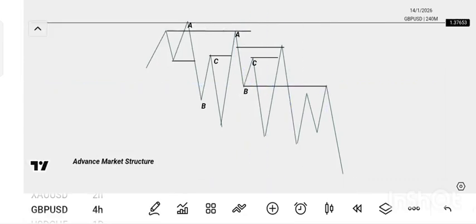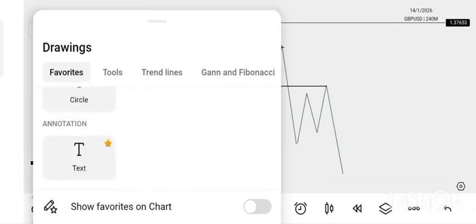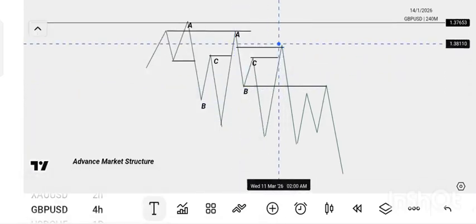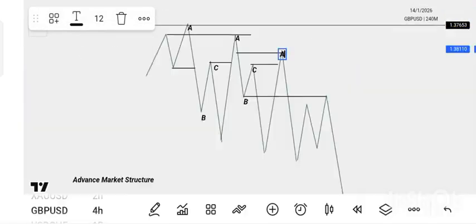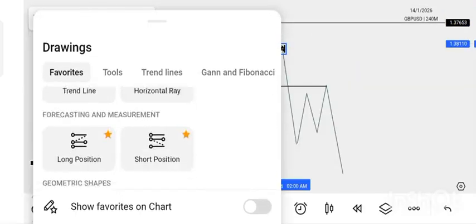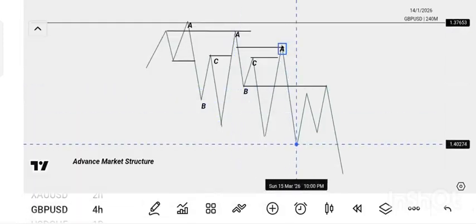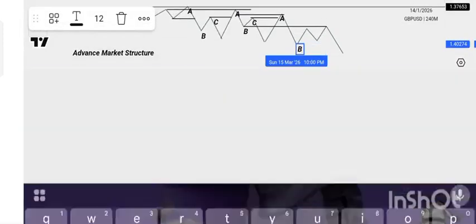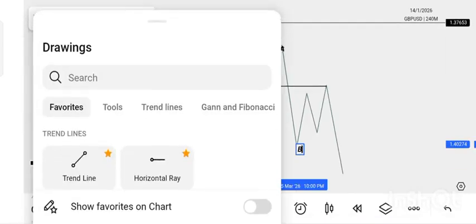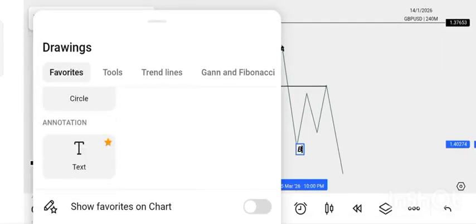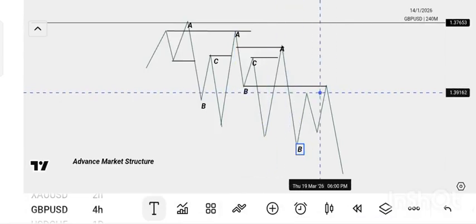So here's our A, our B, here's our B, our B is this high, and then the C needs to always be taken.